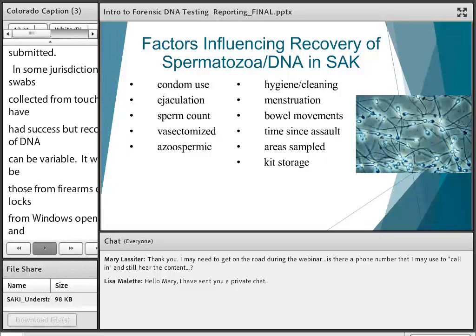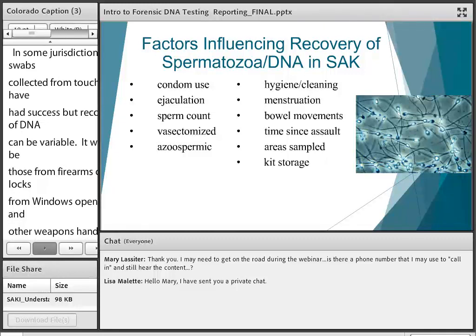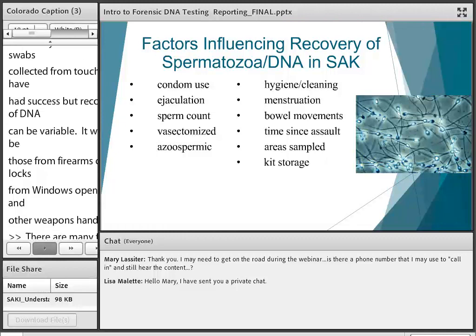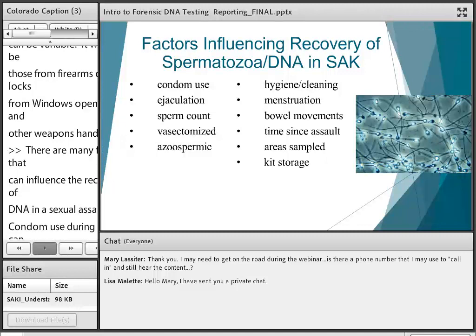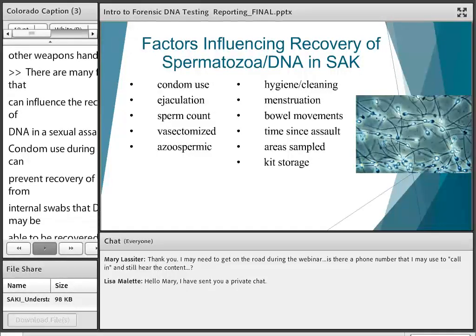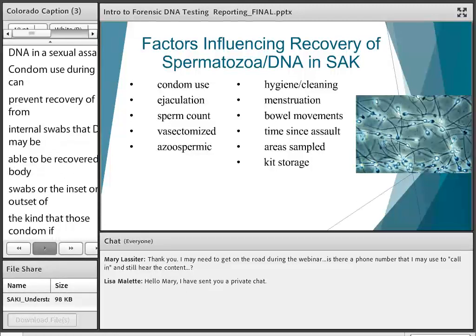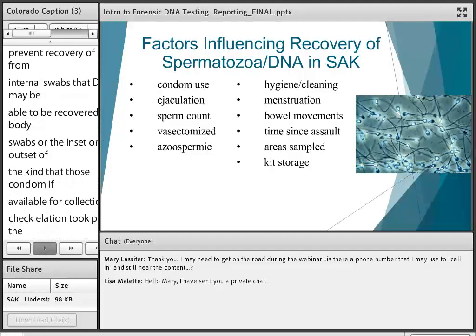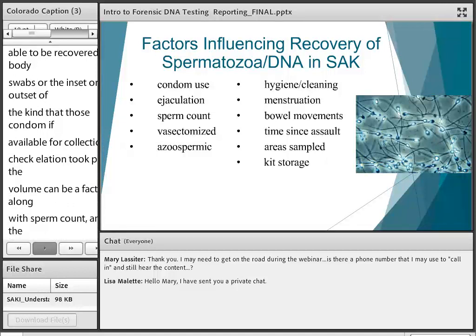There are many factors that can influence the recovery of DNA in a sexual assault kit. So condom use during assault can prevent recovery of DNA from internal swabs, but DNA may be able to be recovered from body swabs or the inside or outside of the condom if available for collection. If ejaculation even took place, or the volume of ejaculate can also be a factor, along with sperm count, and if the male has been vasectomized or is medically azoospermic, which by both of those counts would just mean that there's no sperm present in the seminal fluid.